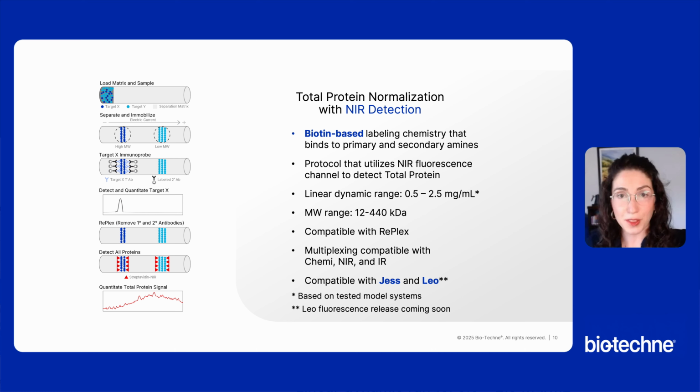The TPN with NIR detection protocol has been tested on whole cell lysates, brain tissue, and musculoskeletal tissue homogenates. It's well suited for analyzing high concentration samples in conjunction with low expression targets. This module is compatible with our fluorescent-capable system, Jess, and will be compatible with the upcoming Leo fluorescence release.